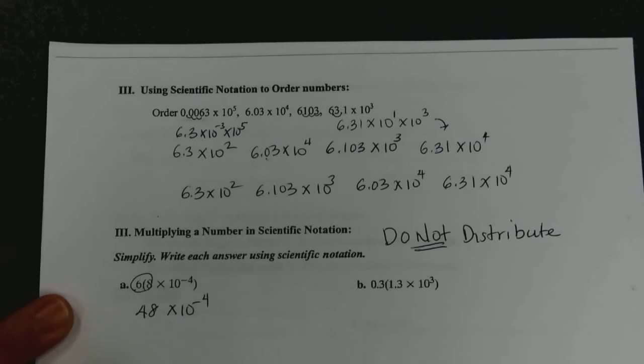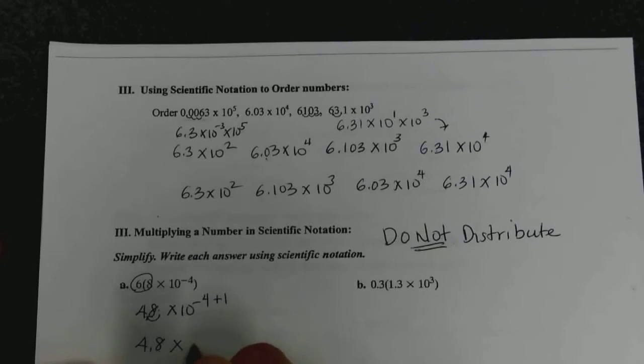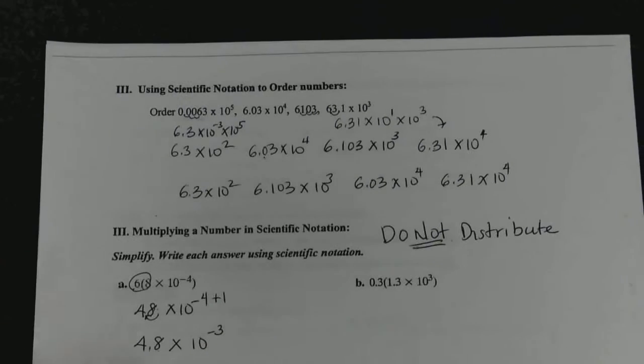48 is bigger than 10, so what we're going to do is make it between 1 and 10, so we got to move the decimal over 1, so this becomes 4.8. And whenever you go from bigger to small, we're going to add an exponent, so that becomes 10 to the negative third power.